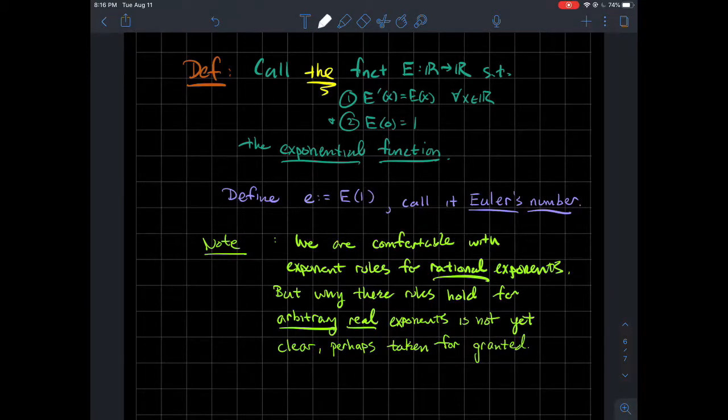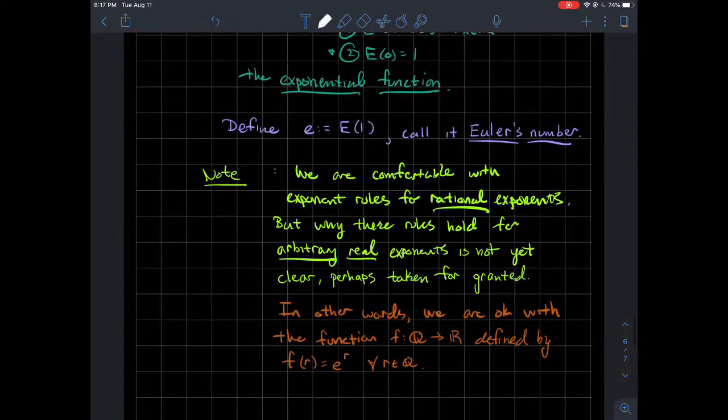And so what does it mean, though, to take x to the pi power times x to the square root of 2 power? If I multiply those, do I still add the exponents? How do I know that I still have all those great exponent rules whenever my exponents are, say, arbitrary real numbers instead of rational numbers?